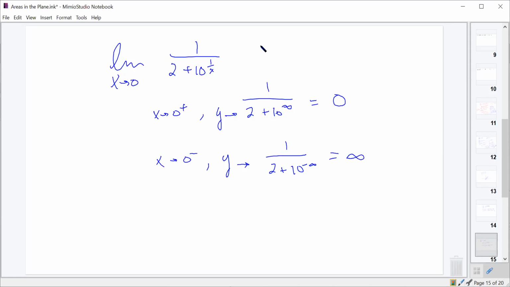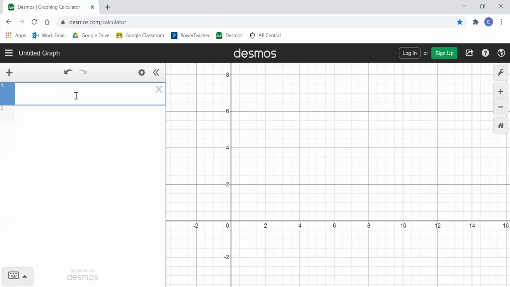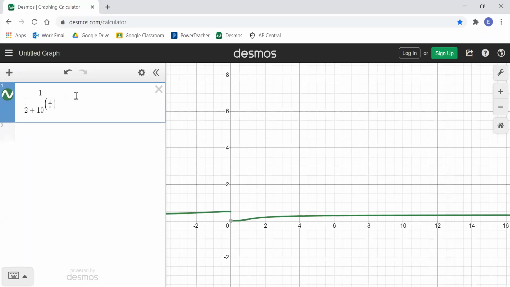And if we wanted to look at it, what was the function again? It was 1 over 2 plus 10 to the 1 over x, right? You can see again that there's a jump discontinuity there. So from the left and from the right, you get different values. Good? Yeah, good there. Okay.